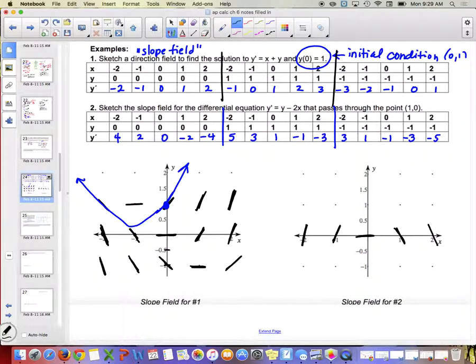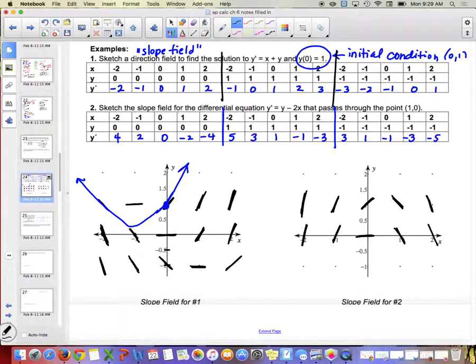All right, then I have -2, 1 is a slope of 5. That's even more steep. Oops, up above. Sorry, that's this one. There. All right, and then negative 1, 1, I have 3. And then 0, 1, I have 1. And then 1, 1, I have negative 1. And then 2, 1, I have negative 3. Okay.